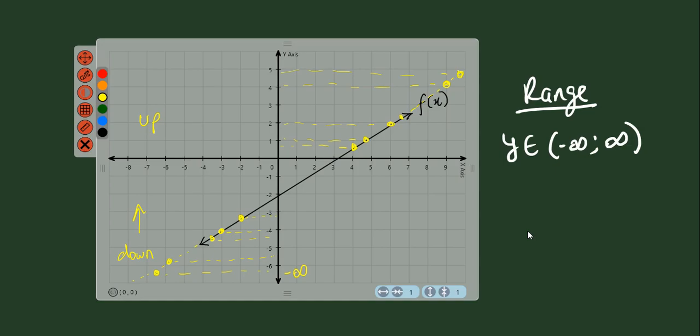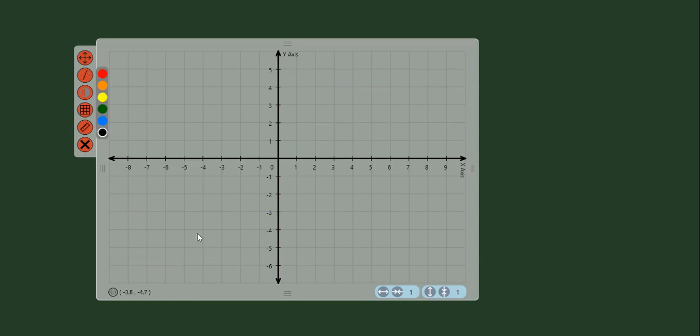Okay, so that's how we get the domain, and then that's how we get the range. Now this would be the last function for this video. Let's say you have the following graph here. Ooh, it's not that beautiful, eh? It's really ugly. I'm so sorry for this. I'll try it better next time.